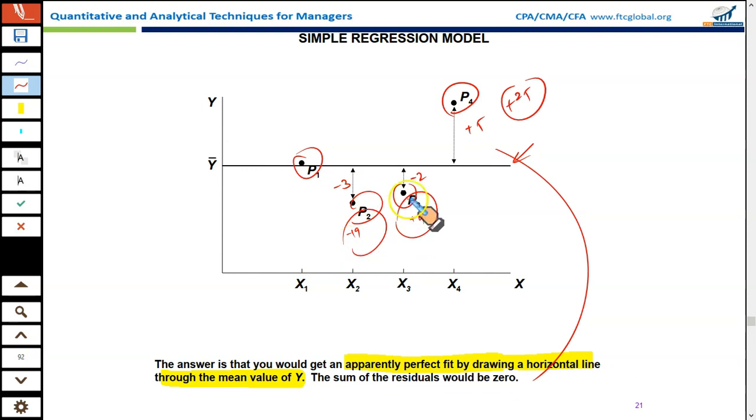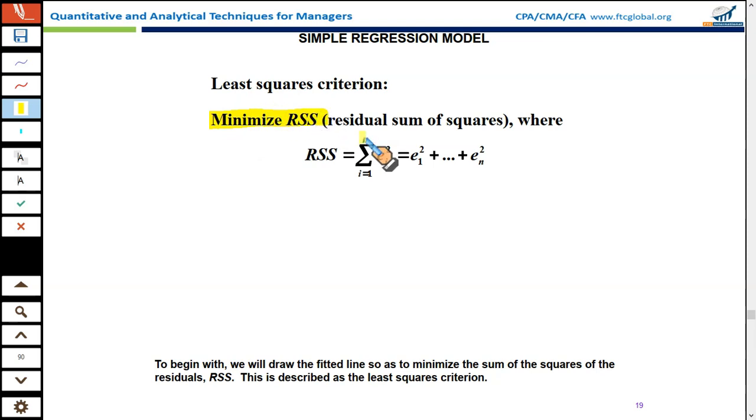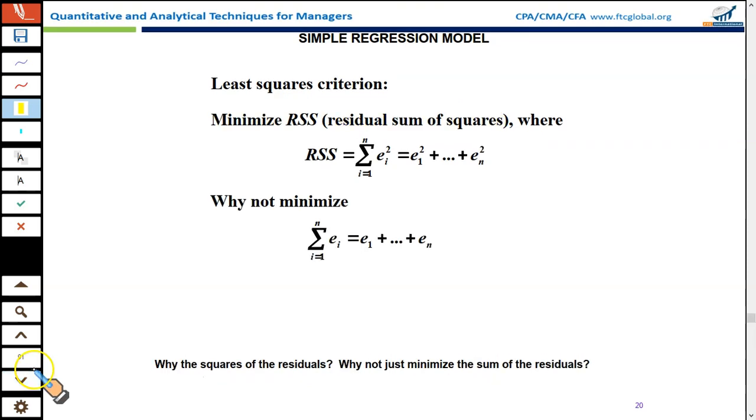Minus 3 squared is 9, minus 2 squared is 4, and this is 25. So our objective is to minimize the sum of the squares of the residuals. The sum of the squares of these residuals has to be minimum. Only then will we have a line that has the shortest distance between itself and these points. So we want to draw a line that is the best fit amongst these residuals. So this is what we want. We want to minimize the residual sum of squares. And you now know why we don't just minimize the residuals themselves. We want to minimize the sum of squares.